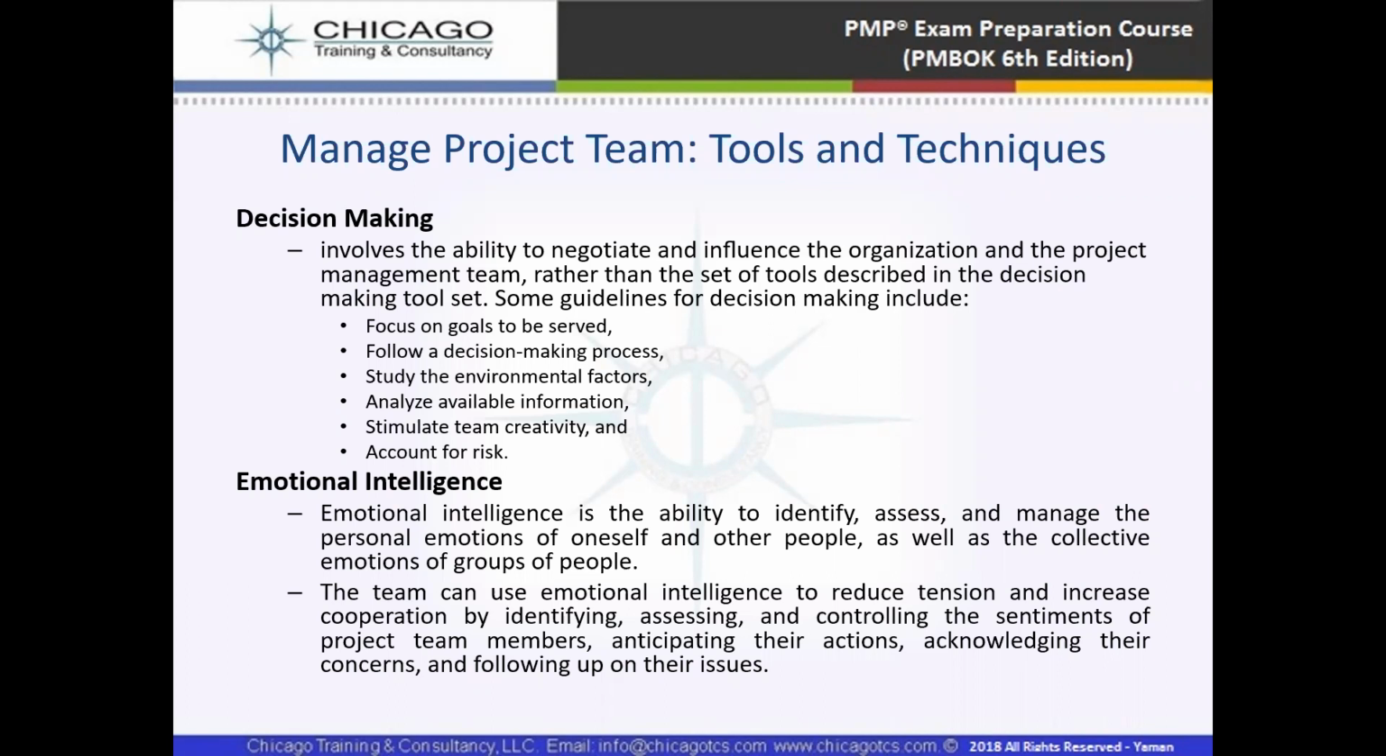And then we have emotional intelligence, the ability to identify, assess, and manage the personal emotions of oneself and another person, as well as the collective emotions of groups of people. Emotional intelligence also includes reducing tension and increasing cooperation by identifying, assessing, and controlling the sentiments of the project team members. We discussed this one. So these are also used as tools and techniques here.